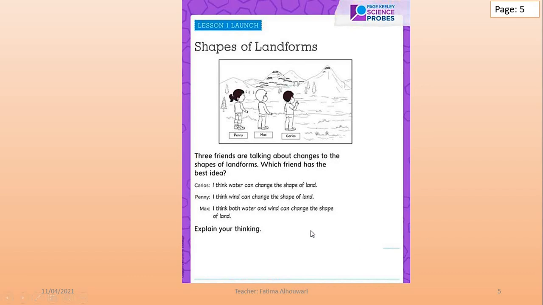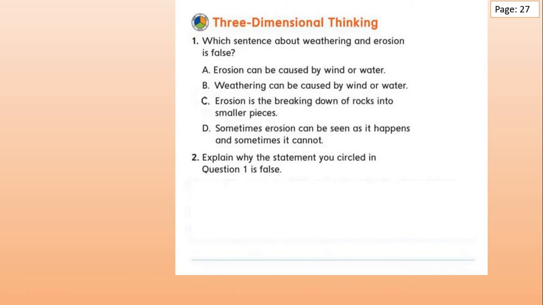Yes, the friend that has the best idea is Max. Both water and wind can change the shape of land. Water can wash away land, and wind can blow sand and dirt around. So please, grade 2, be sure to write the correct answer now, and when you finish, color this nice drawing. Let's solve these two questions.